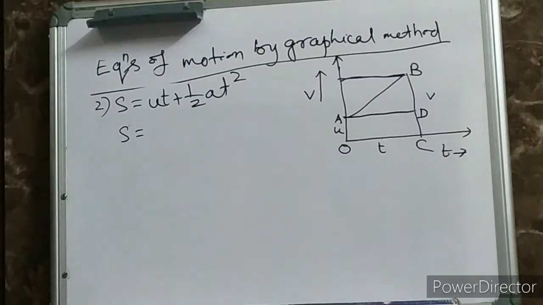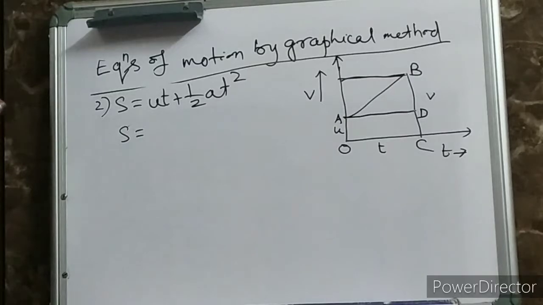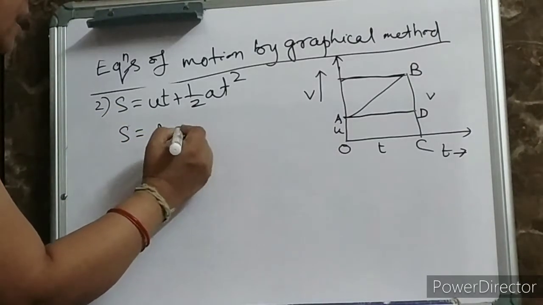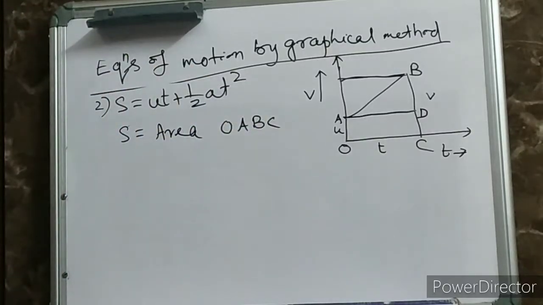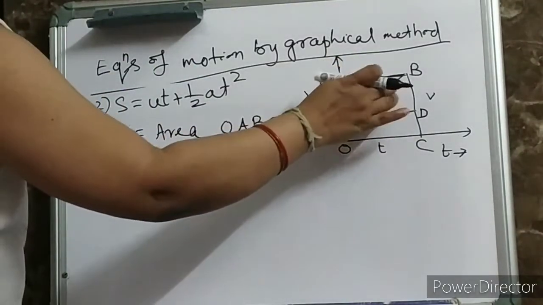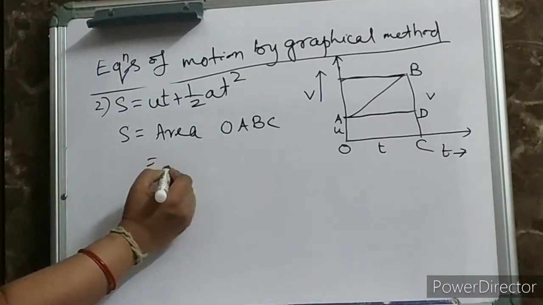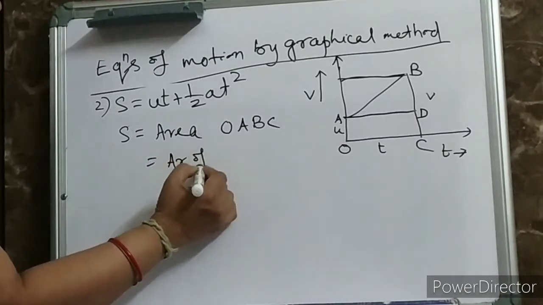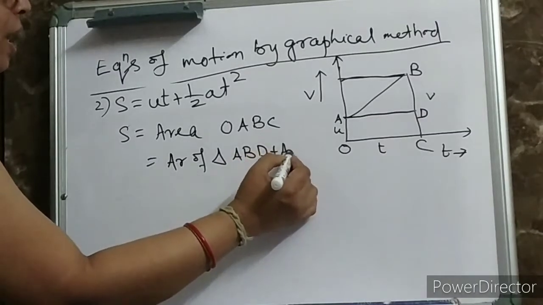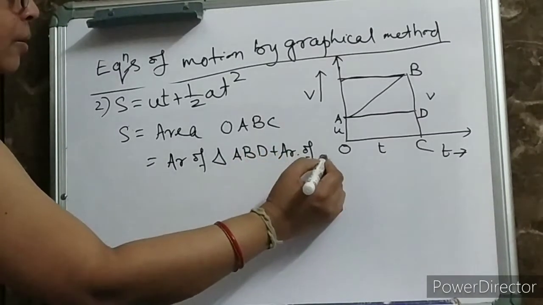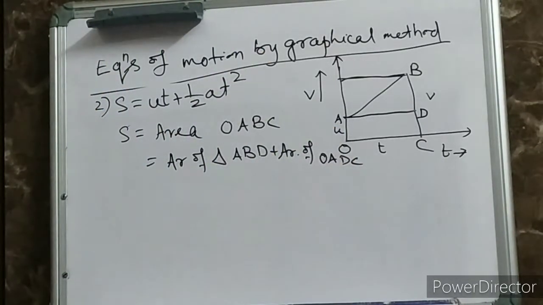So what is the area under this curve OABC? S is equal to the area of OABC. And we can write the area of OABC as the area of this triangle plus the area of this rectangle. So we can write the area of triangle ABD plus the area of rectangle OADC. Clear, children?